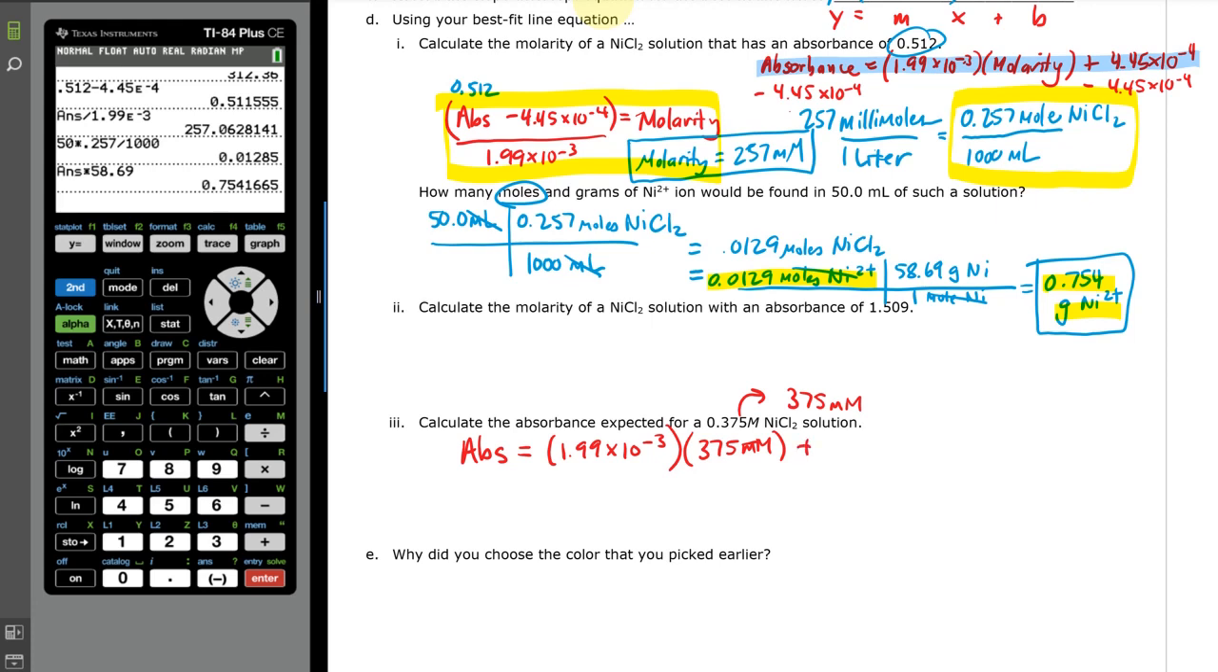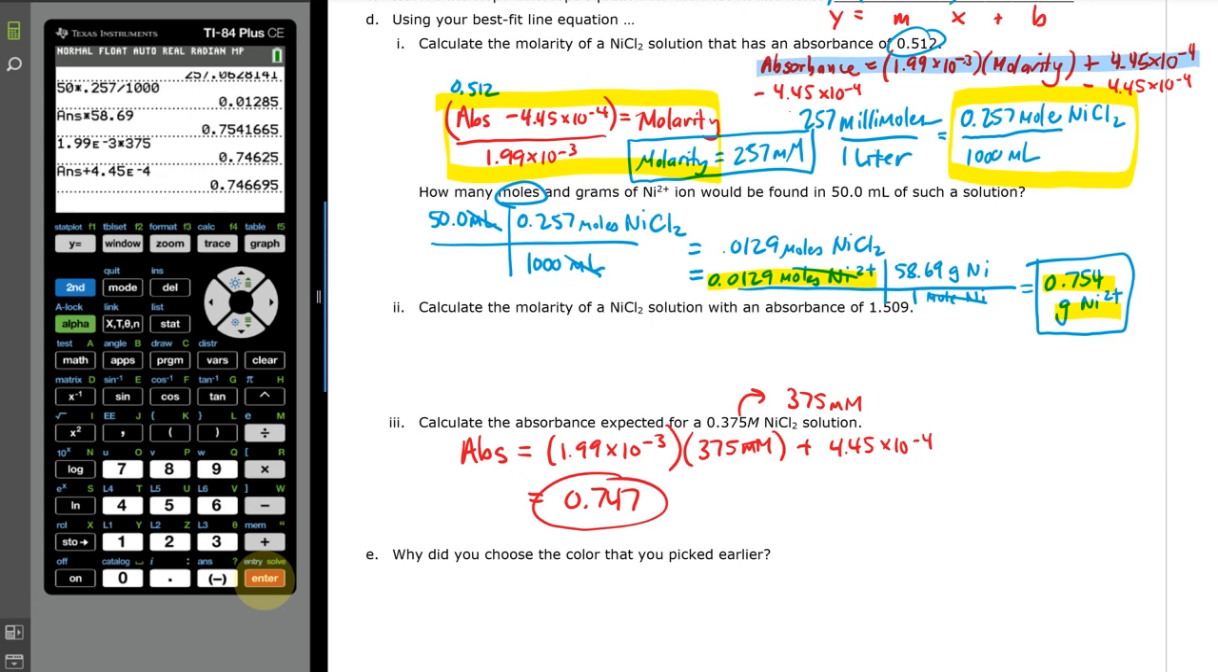And then the rest of the equation is plus 4.45 times 10 to the negative 4. So our absorbance is 1.99 times 10 to the negative 3 times 375. Punch this in. And then to that, we're going to add 4.45 times 10 to the negative 4. And that gives me then an absorbance of 0.747.